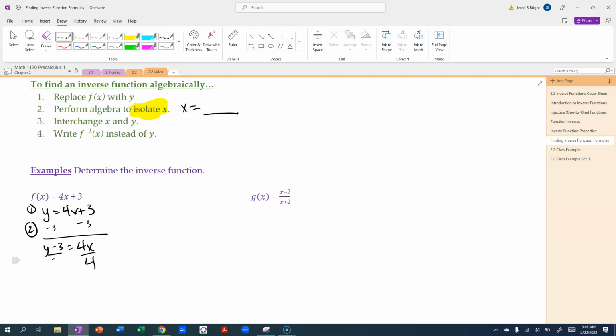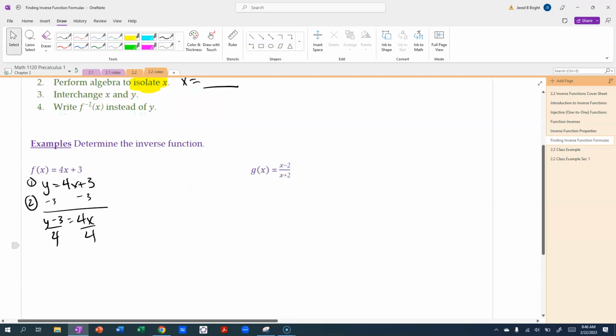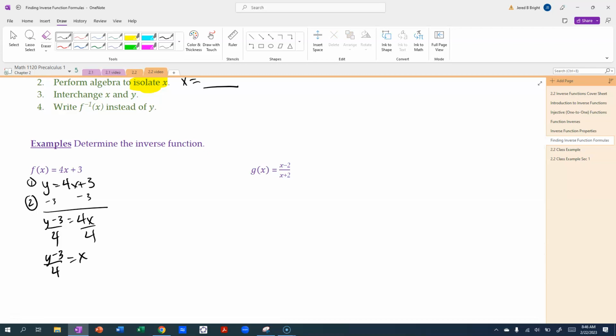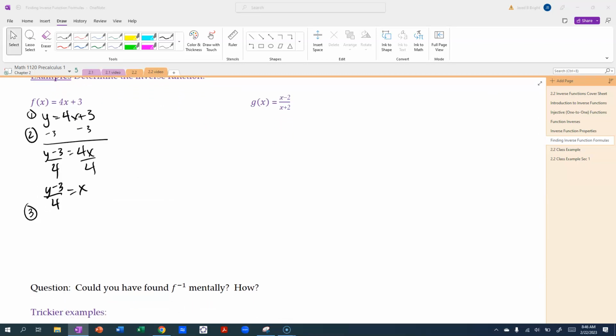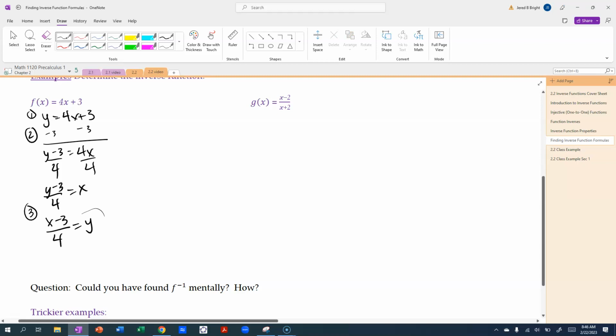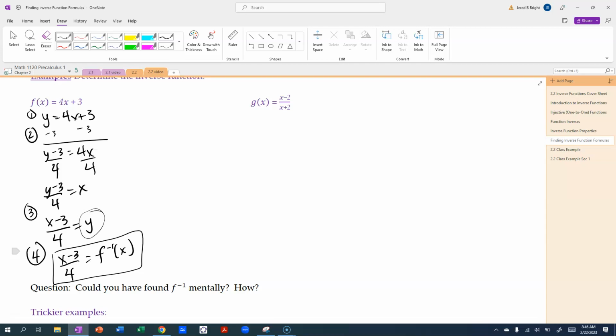Okay, divide by 4, divide by 4. And then I get y minus 3 over 4 is equal to x. Okay. And lastly, interchange. Well, not lastly, second to lastly. So I'm going to have x minus 3 over 4 is equal to y. And then in place of y, in step 4, I would just write the inverse function notation, is equal to f inverse of x. Okay, there we go. And that's it. We have the inverse function. Oh, that isn't so bad.